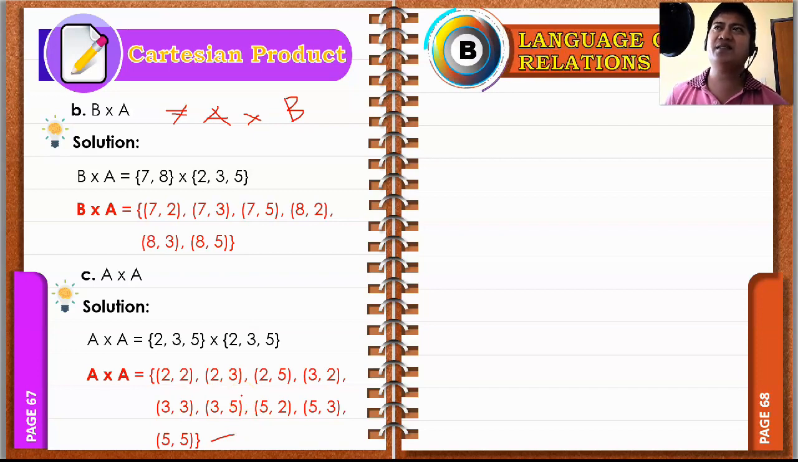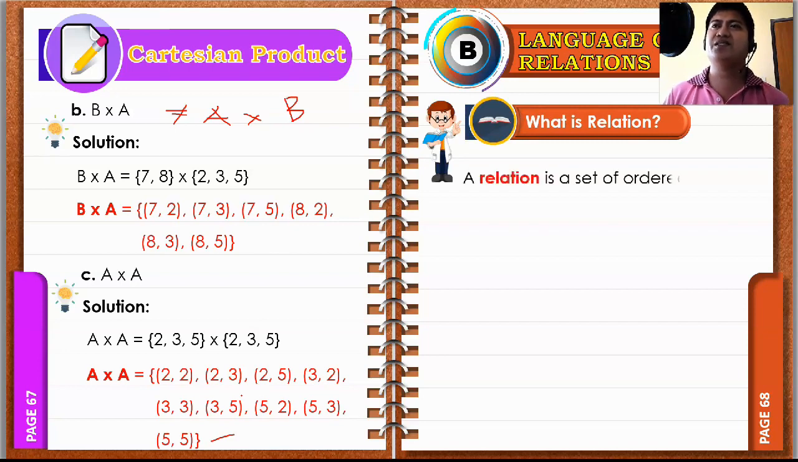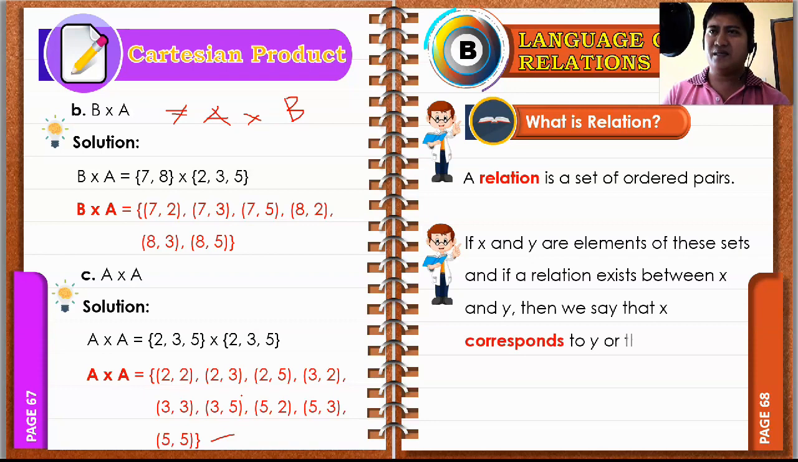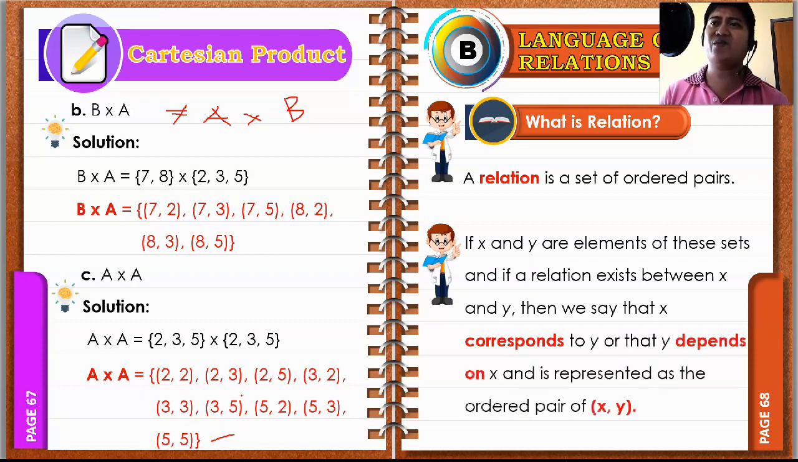So the next is the language of relations. We're done with the language of sets. We need to understand all of those important terms in sets so that we can better understand the language of relations. So what is a relation? A relation is a set of ordered pairs, so it's a connection with our previous topic. If x and y are elements of the sets, and if a relation exists between x and y, then we say that x corresponds to y, or y depends on x, and it is represented as the ordered pair (x, y). So the relation is represented as ordered pairs.